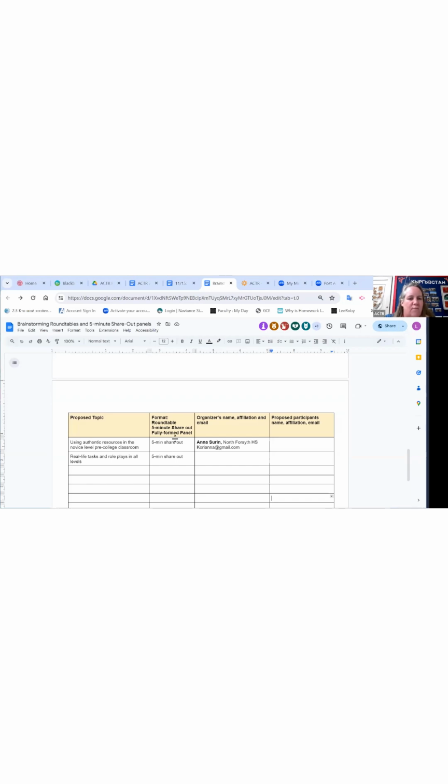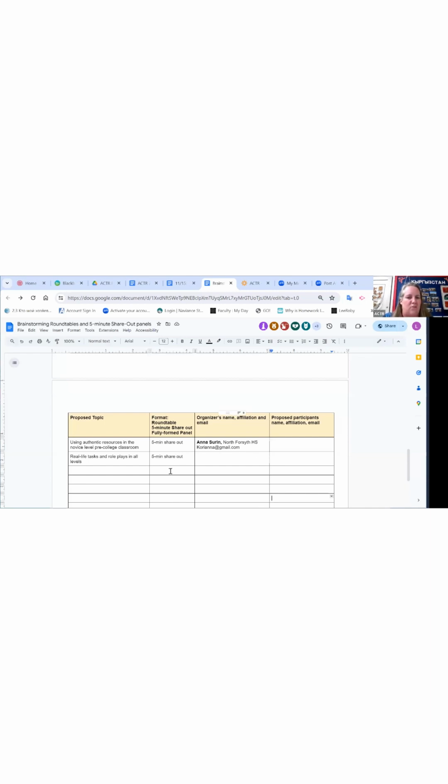You can see down here, we already have one pre-college teacher, Anna Surin from North Forsyth High School, who is interested in having a share out on using authentic resources in the novice level pre-college classroom. So she would be interested in other people who would like to show an authentic resource and, for example, the worksheet that you use with that authentic resource. That would be a 5-minute share out.